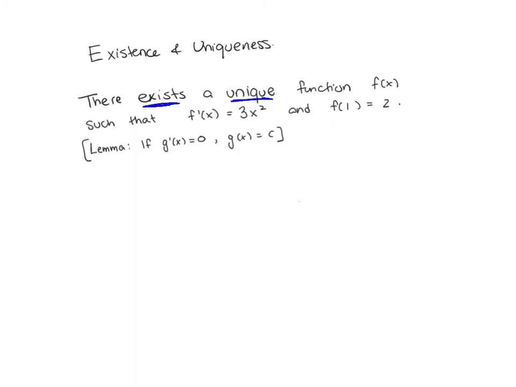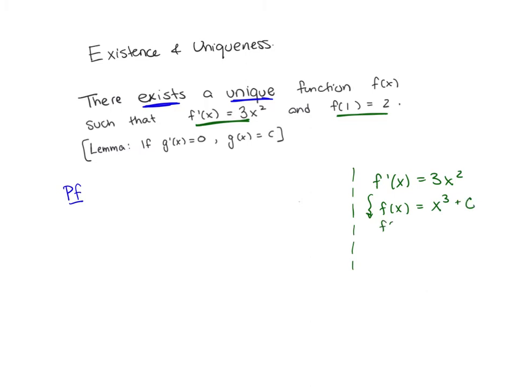So let's think about how we can prove this. When we're proving existence and uniqueness, we start off with the existence part. I want to show that there is a function whose derivative is 3x squared and where f of 1 is equal to 2. If f prime of x is equal to 3x squared, we'll do a little background work here. Taking the antiderivative, f of x is equal to x cubed plus some constant. If I want f of 1 to equal 2, well, this is 1 plus c, so I better have c equal to 1. So then I can have f of x equal to x cubed plus 1.